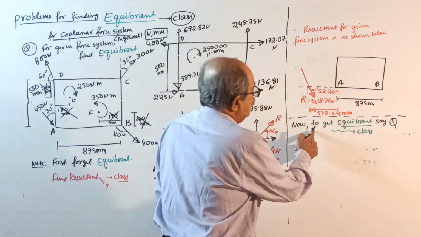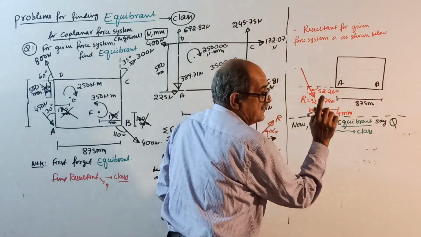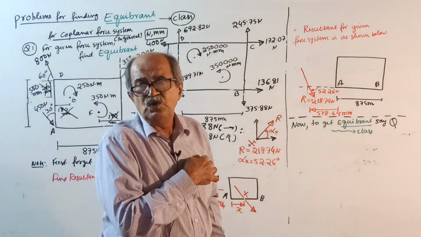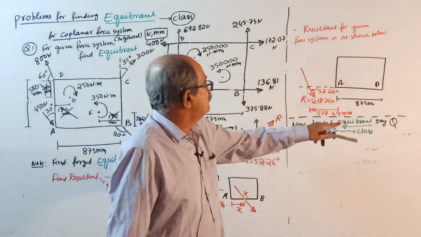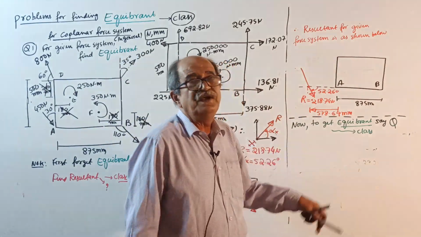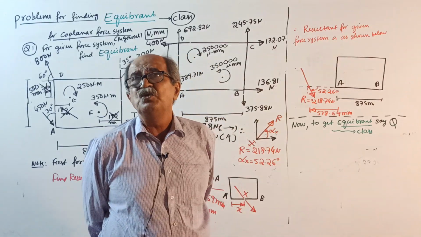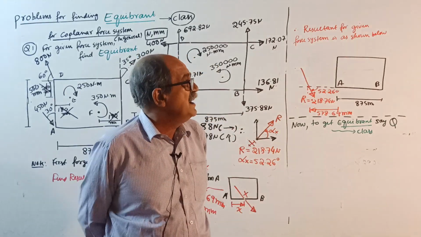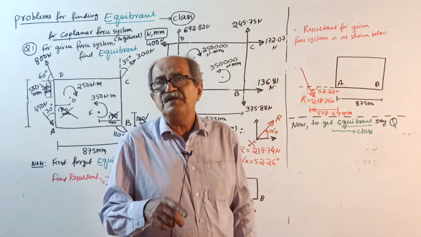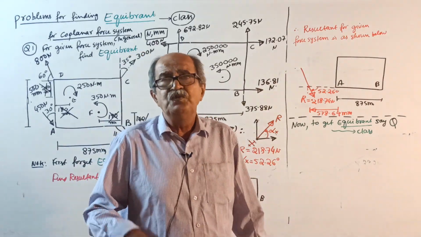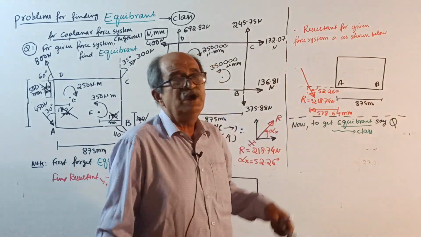Now to get the equibrant, say Q. I told you already. To find the equibrant, what do you have to do? You write here: the resultant is a force. It has magnitude, direction, and line of action. The equibrant is once again a single force to be applied to reduce the system to equilibrium.